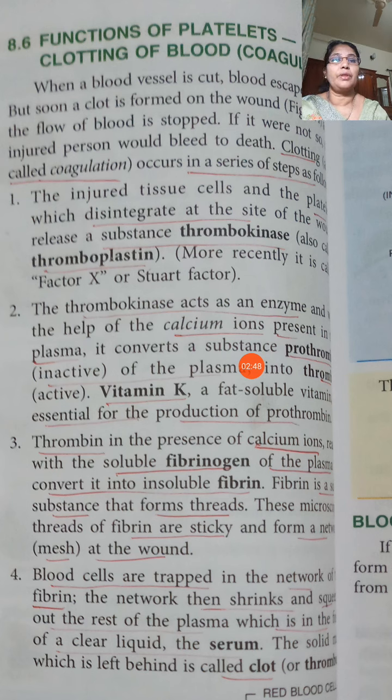We know that our blood contains calcium inside it. A particular amount of calcium is present inside the blood. This thrombokinase reacts with the calcium ions present in the plasma, and it converts a substance, prothrombin, in the plasma into thrombin. Prothrombin is also present in the blood. It's a protein that is present in the plasma, but it is inactive. With the help of calcium ions, it converts prothrombin into thrombin.